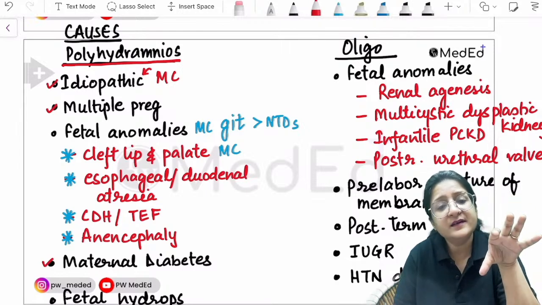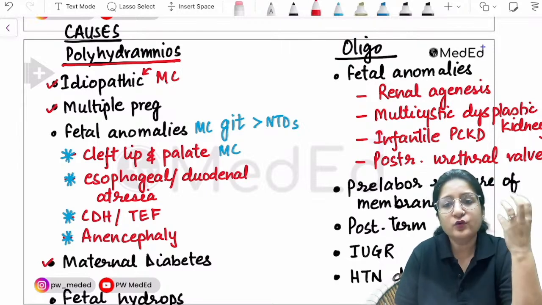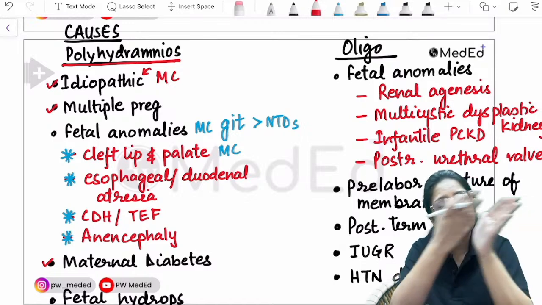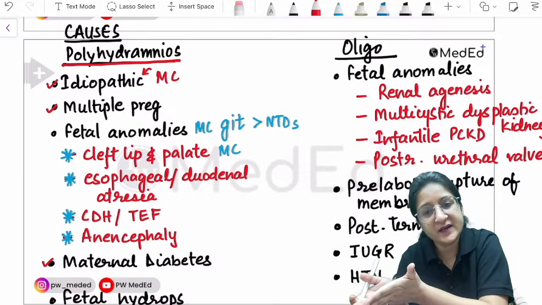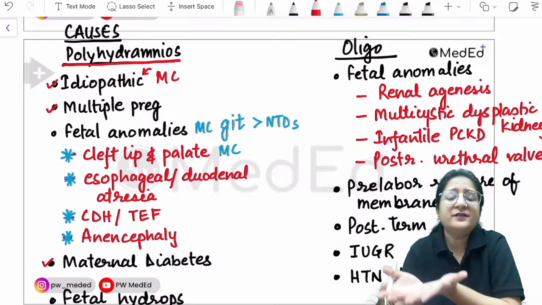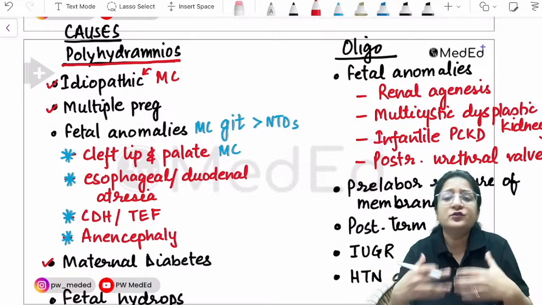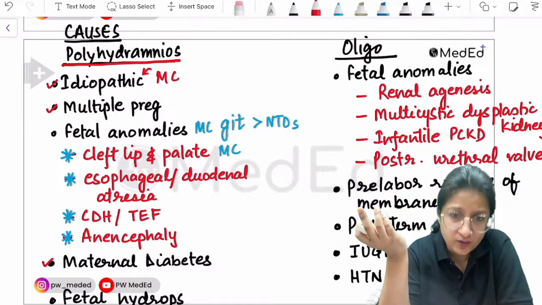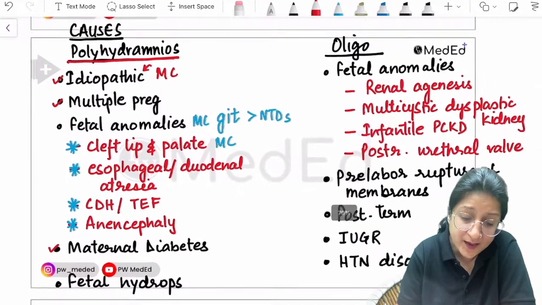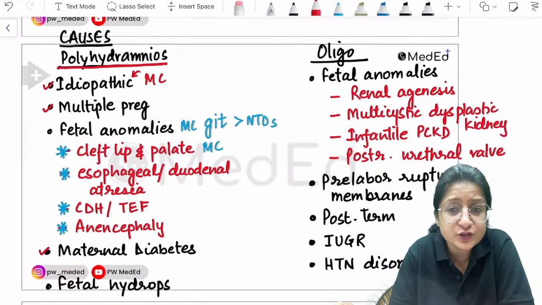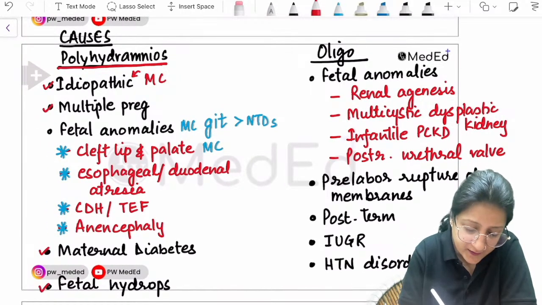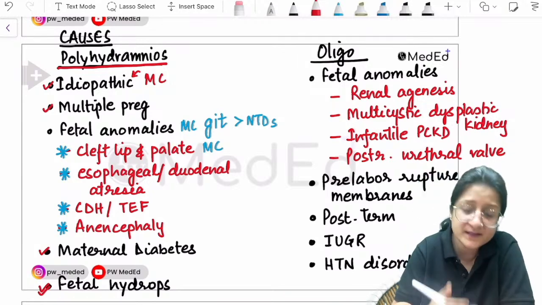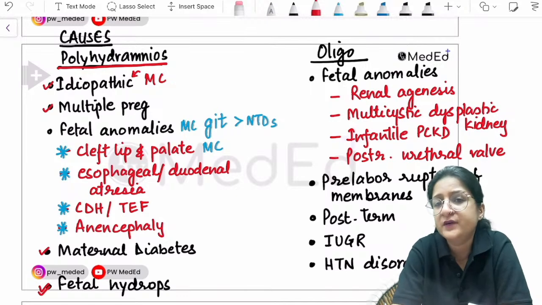Then maternal diabetes. See, when there is maternal diabetes, there is excess glucose in the maternal bloodstream. So maternal hyperglycemia, that glucose crosses and reaches the fetus, fetal hyperglycemia, right? So what does that fetal hyperglycemia do? It leads to fetal polyuria. So that is the reason why there is polyhydramnios in maternal diabetes. It will happen if the mother is having uncontrolled blood sugar levels. Then fetal hydrops is also a cause of polyhydramnios, right? So broadly, these are the most important causes that you need to keep in mind.